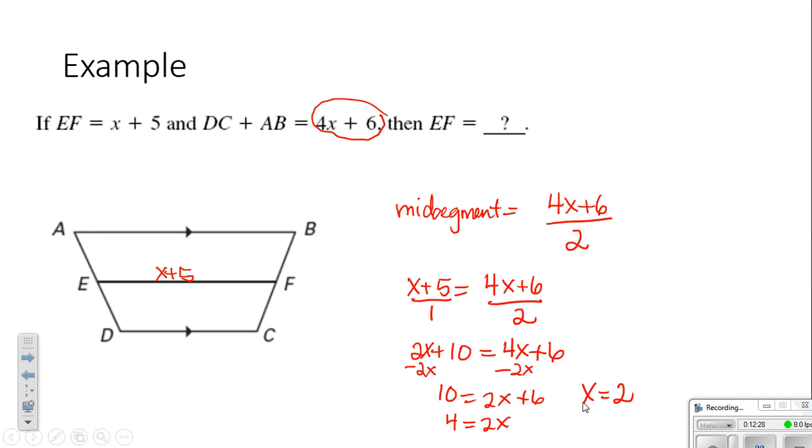All right, now it isn't asking for the x value. Be careful. Remember, in geometry, we always have to go back and reread our directions. It's asking for EF. So the midsegment EF, the x value is 2. So if we know that midsegment is x plus 5, and we know 2 is our x, 2 plus 5 is 7. And so EF is equal to 7.